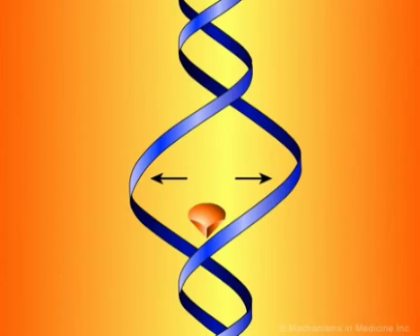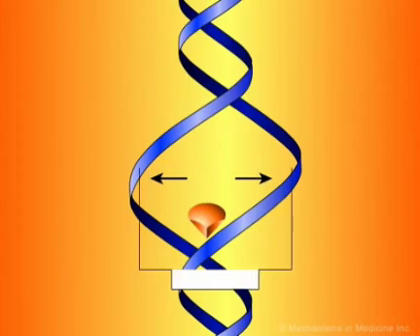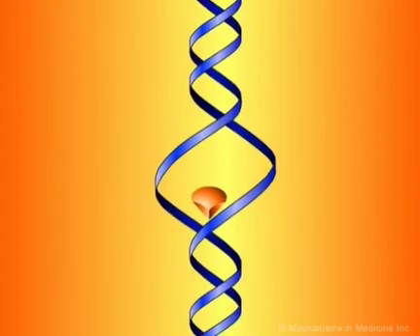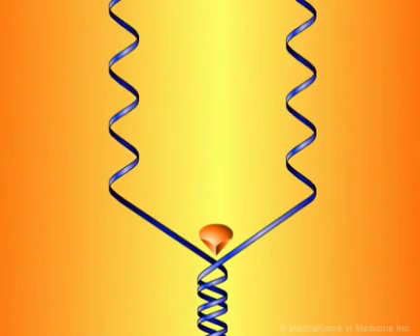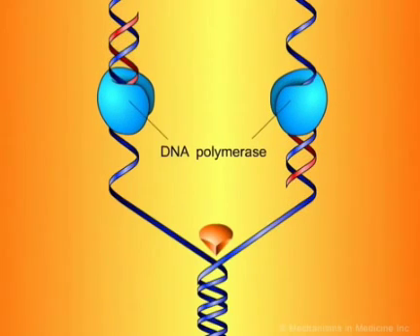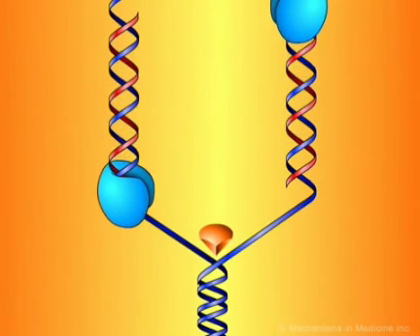The points at which the two strands of DNA separate to allow replication of DNA are known as replication forks. The enzymes DNA polymerase then move along each strand of DNA behind each replication fork, synthesizing new DNA strands, in red, complementary to the original ones.